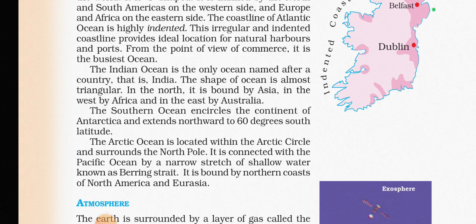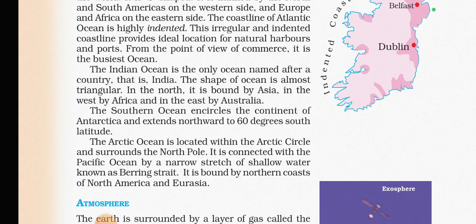Now moving ahead to the Southern Ocean. It encircles the continent of Antarctica and extends northward to 60 degrees south latitude. It is quite small in area also.